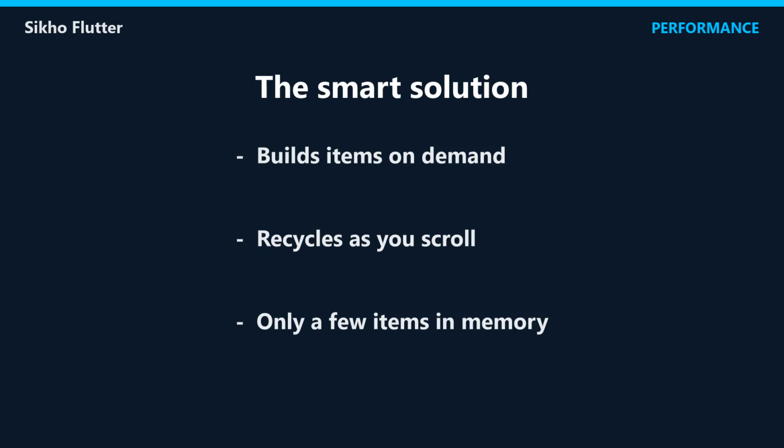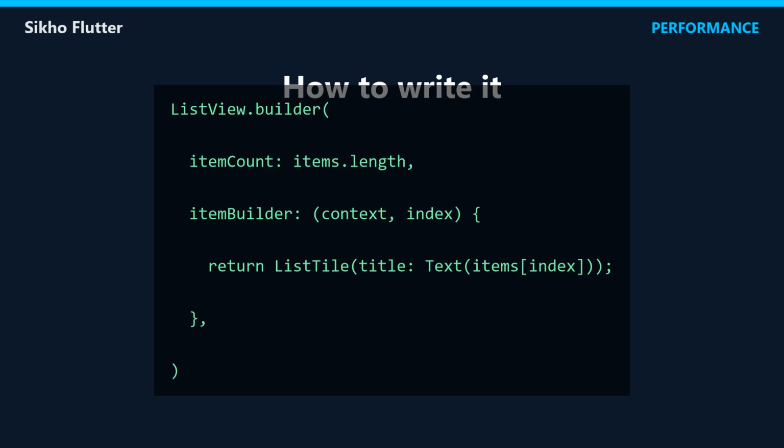ListView.builder is smarter. It builds items only when they are about to appear on screen, and it recycles them as you scroll. So even with 10,000 items, only a handful exist in memory at any moment. This keeps scrolling smooth. You give it two important things.